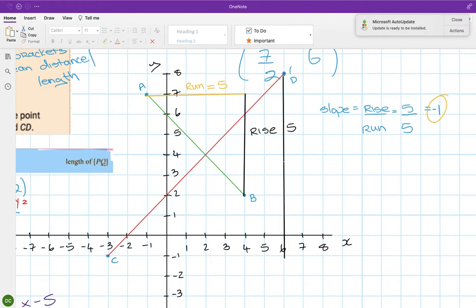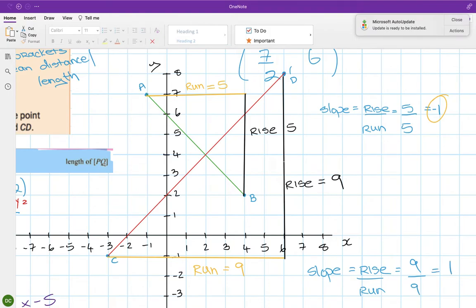is this way. So the rise starts there at minus 1 and goes up to 8. So that's a rise of 9. And then the run starts at minus 3 and goes to 6. So that's 9. So same as above, slope equals rise over run, which is 9 over 9, which is 1. And this is a positively sloping line, so it is just 1.